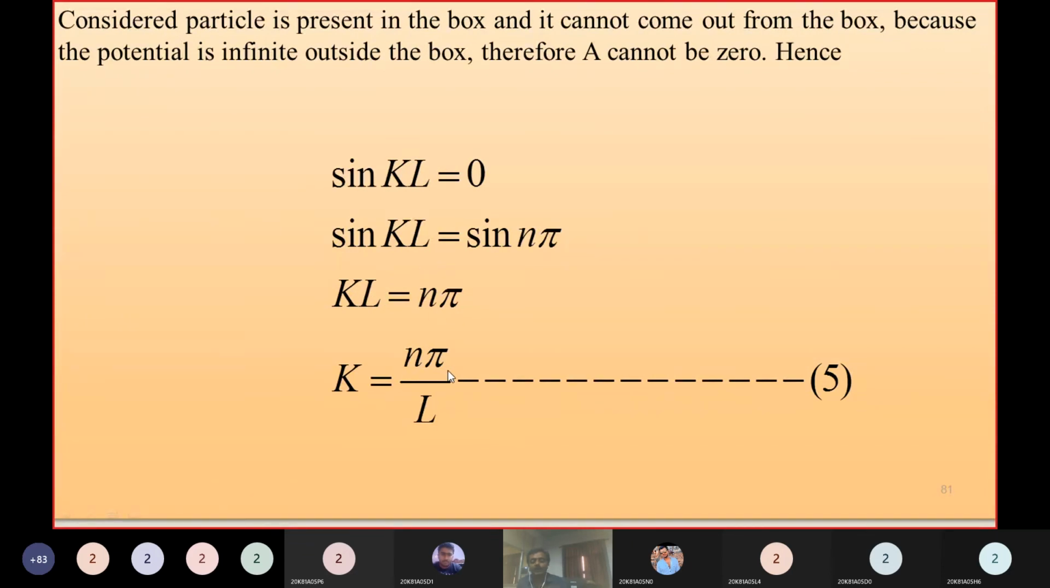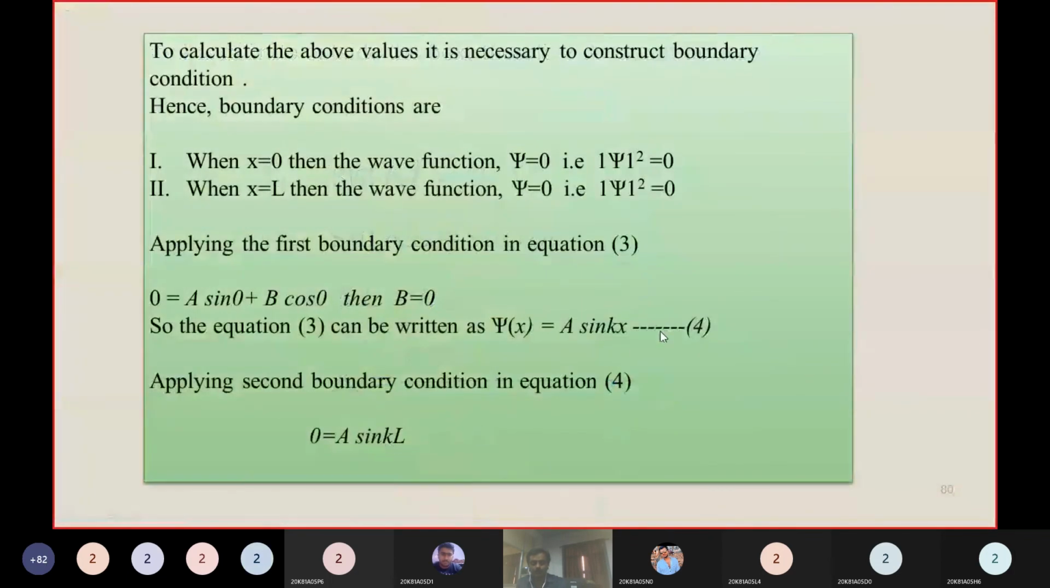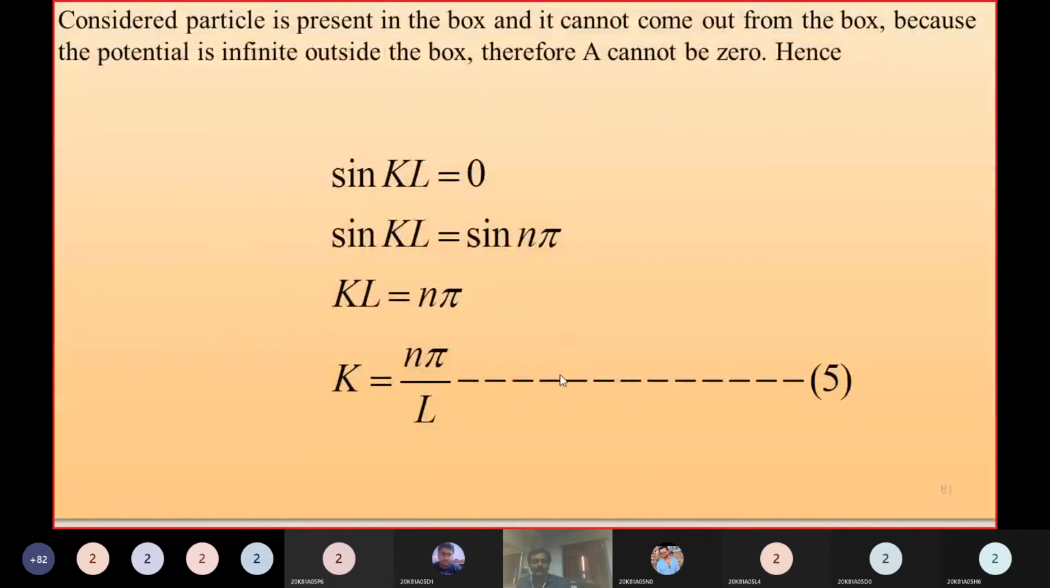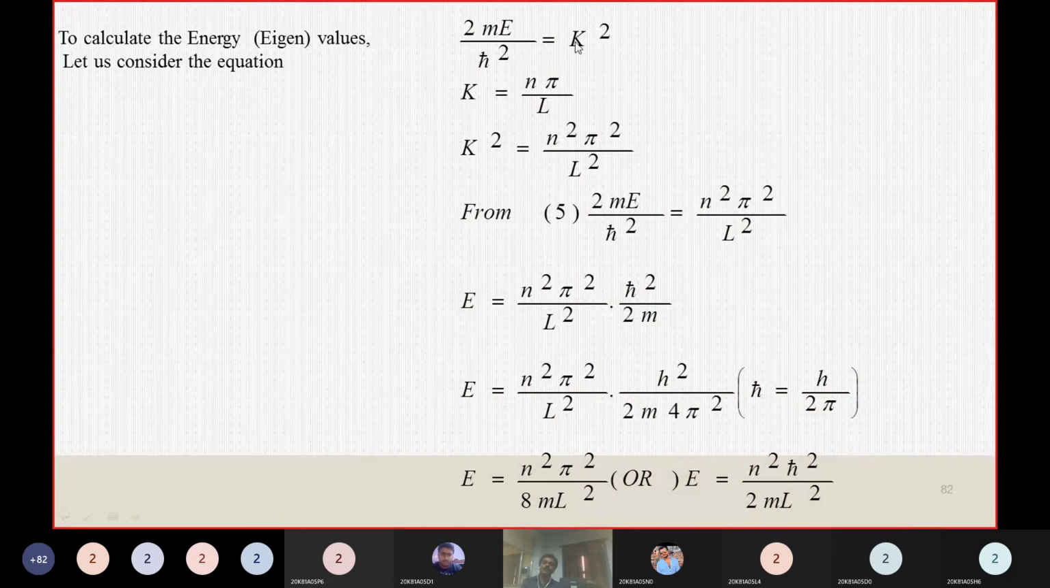So this n pi by L value we substitute in the above equation, equation 4. Therefore we can get psi equal to A sin kx, that is A sin (n pi by L) x. Now, first we are calculating the energy, then we will go for the wave function.